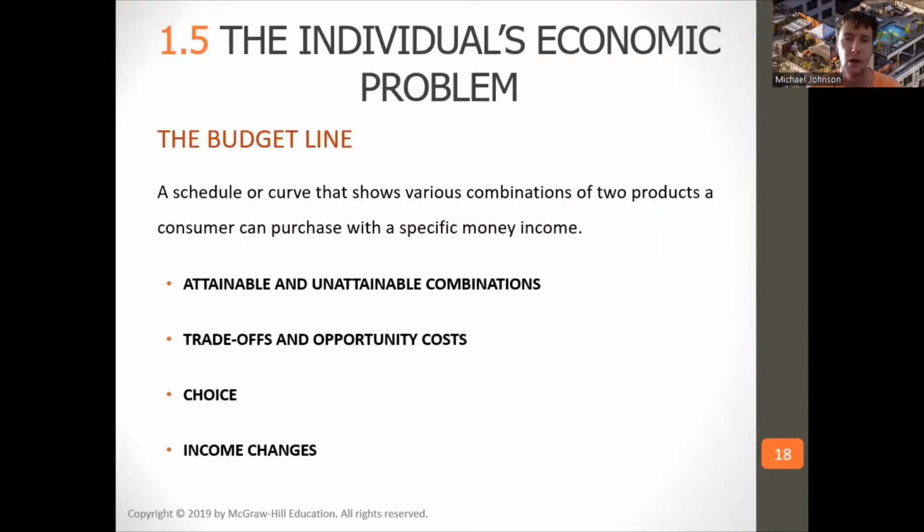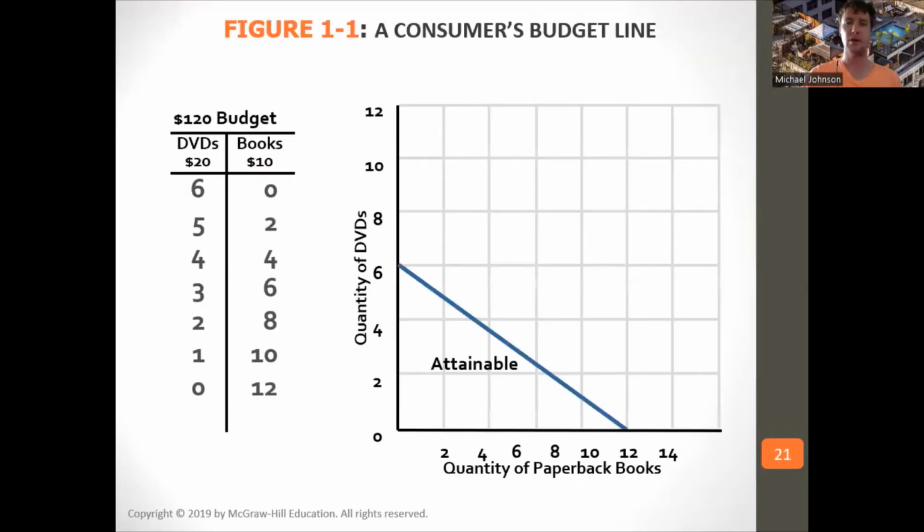So the budget line. It shows what we can afford with limited resources. So in this case, we can afford 6 DVDs and 0 books, 5 DVDs and 2 books, 4 DVDs and 4 books, 3 DVDs and 6 books, 2 DVDs and 8 books, 1 DVD and 10 books, and 0 DVDs and 12 books.